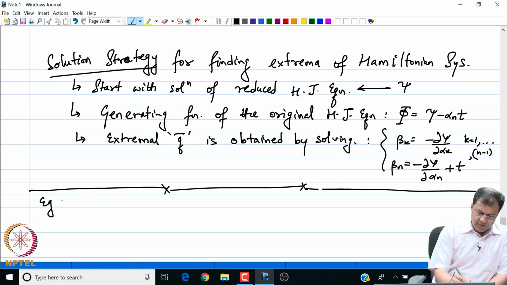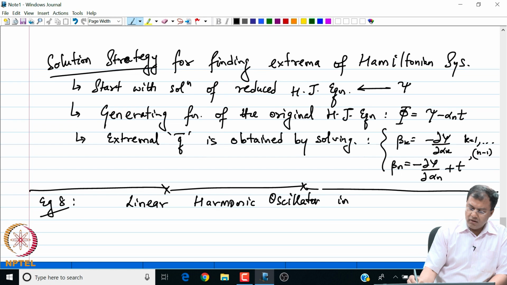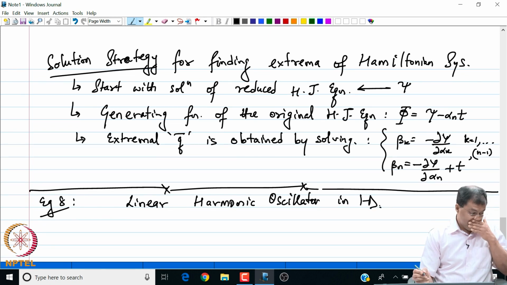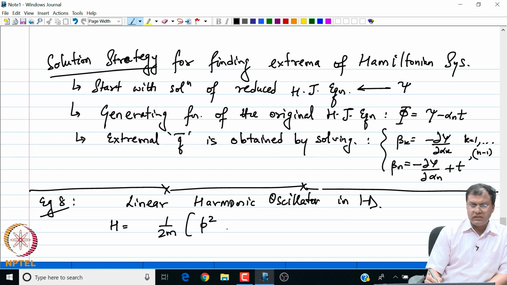So, the example I have, example number 8, is that of the linear harmonic oscillator problem in 1D, one dimension. So, my H, the Hamiltonian given in this problem, is the following. I straight away state the Hamiltonian, which I stated in the beginning of this lecture.